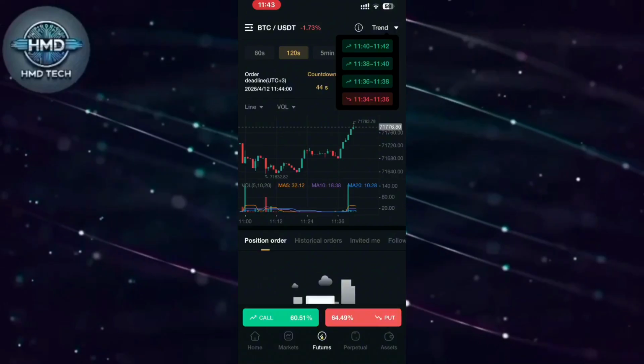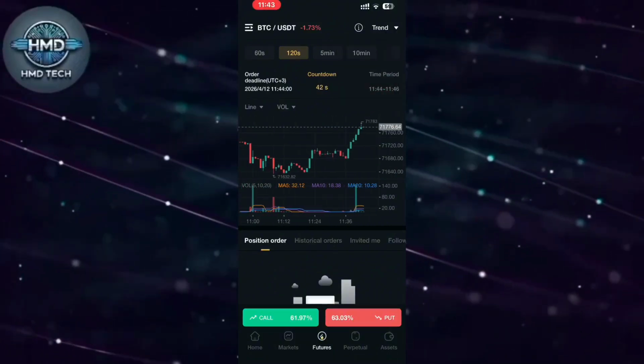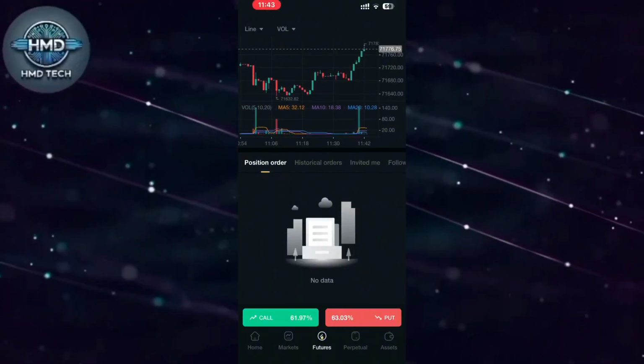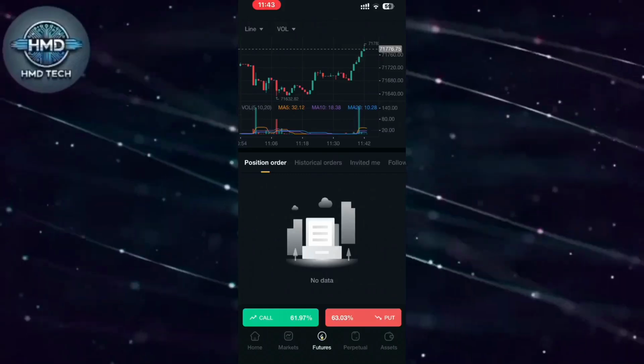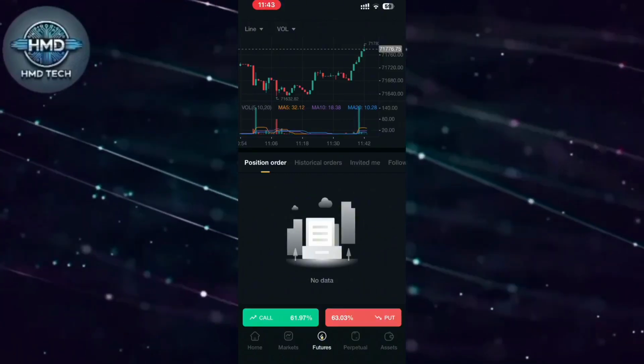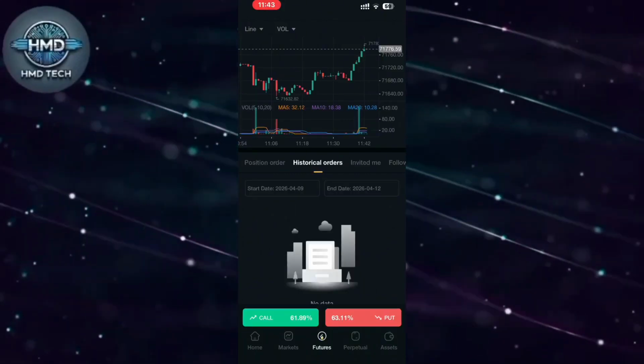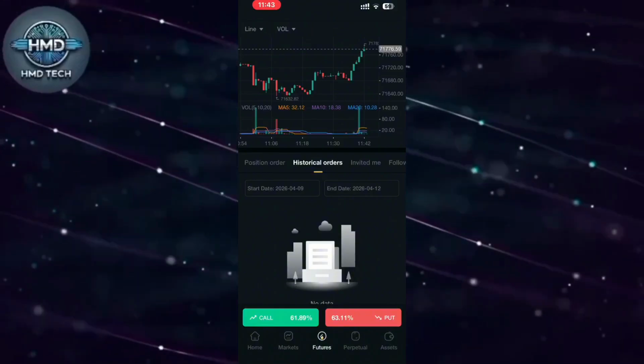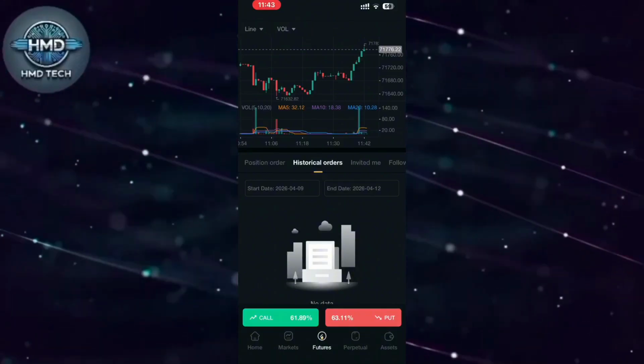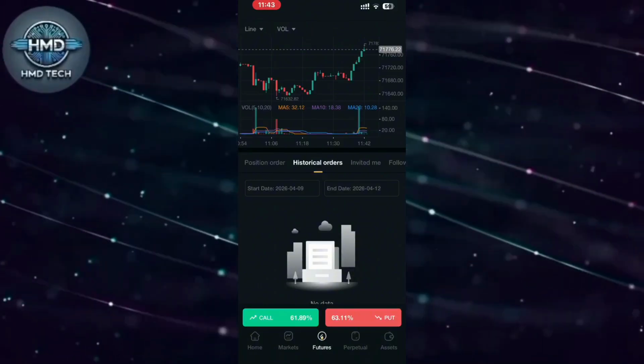When you go downwards, you'll find the position order. This is your current active trades. It shows open positions and tracks ongoing results. To the right, you'll find historical orders. These are your past trades. It shows wins, losses, and helps you review performance.